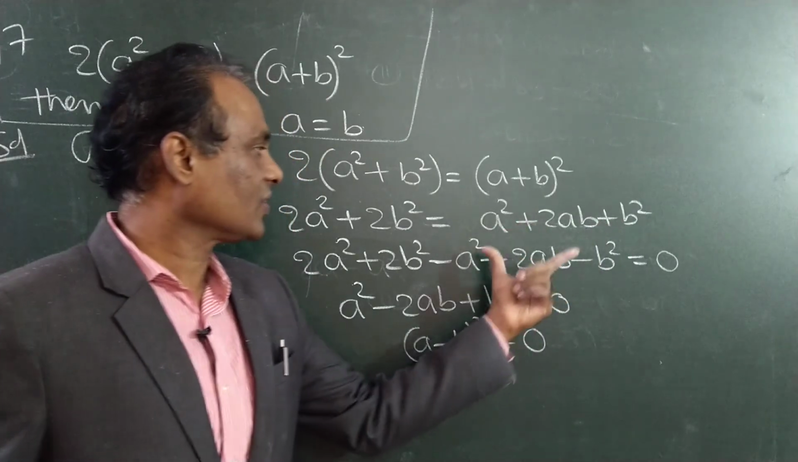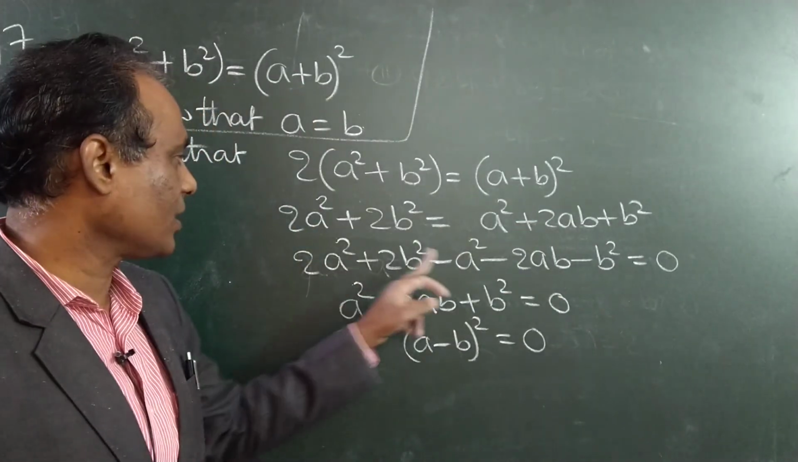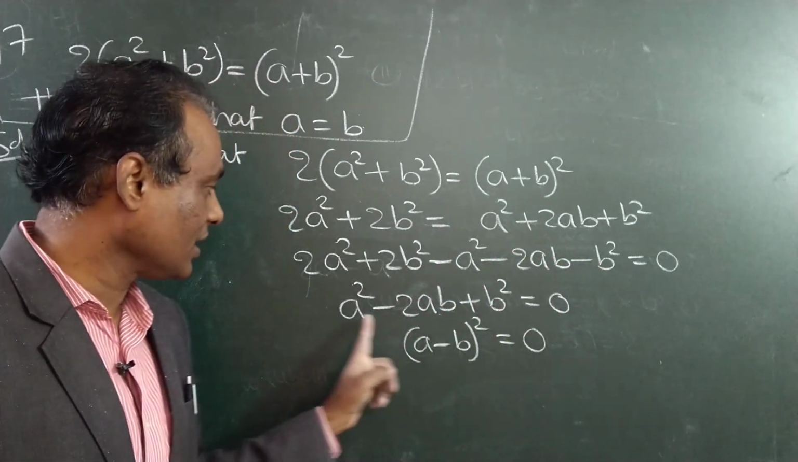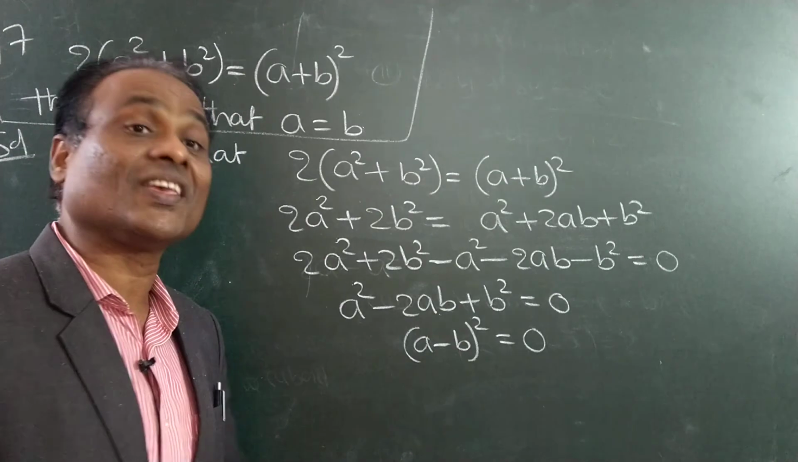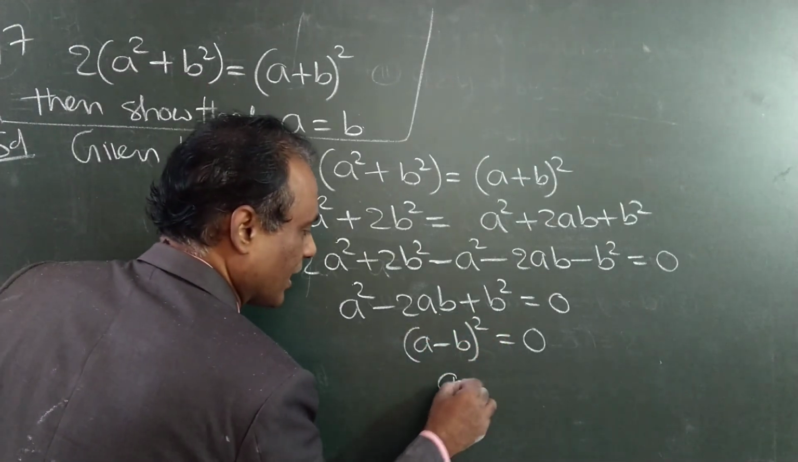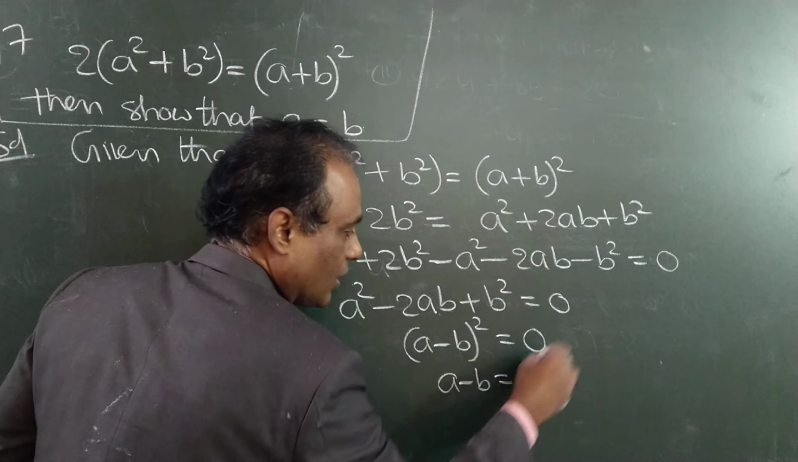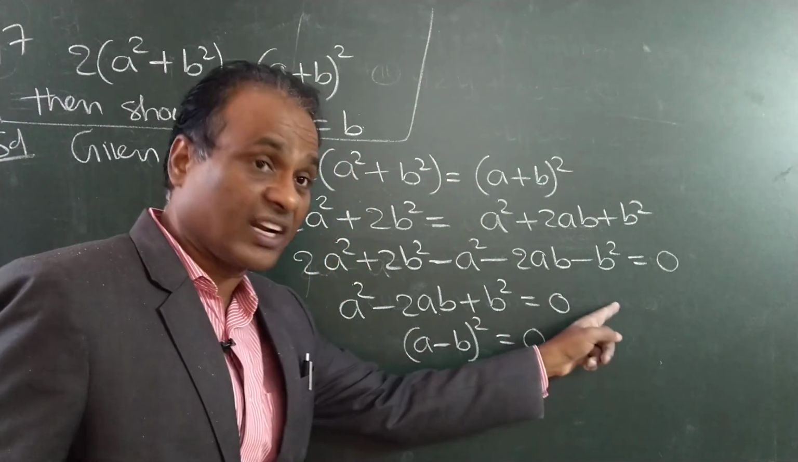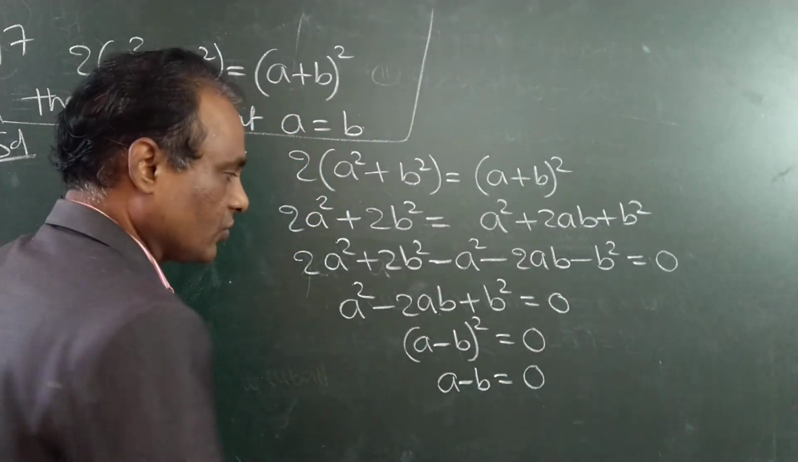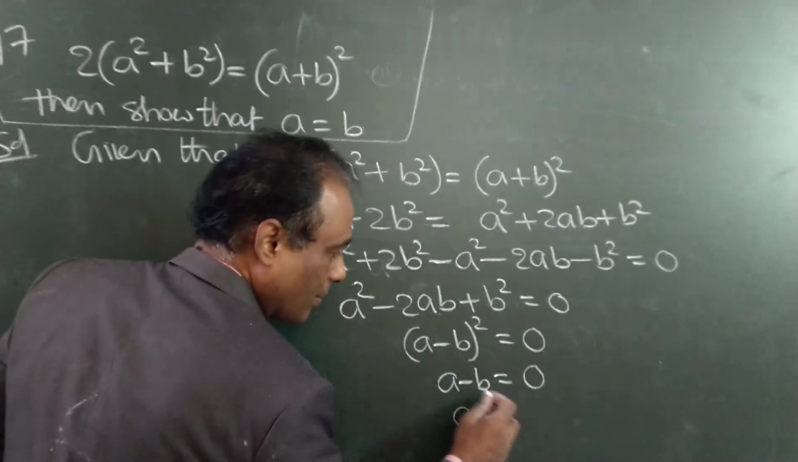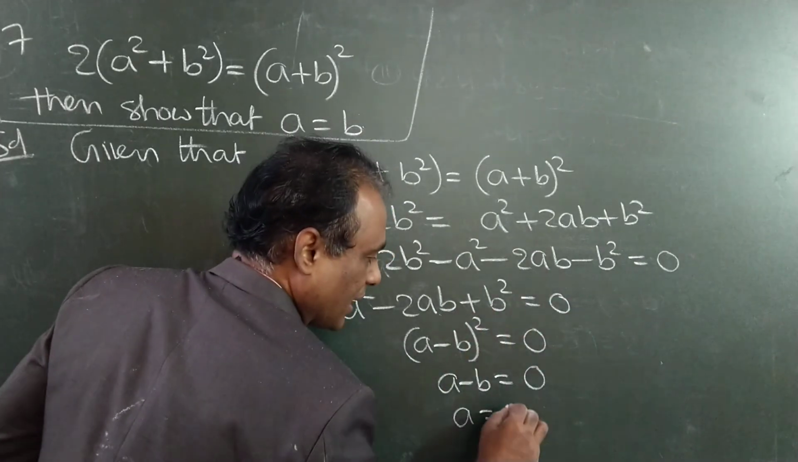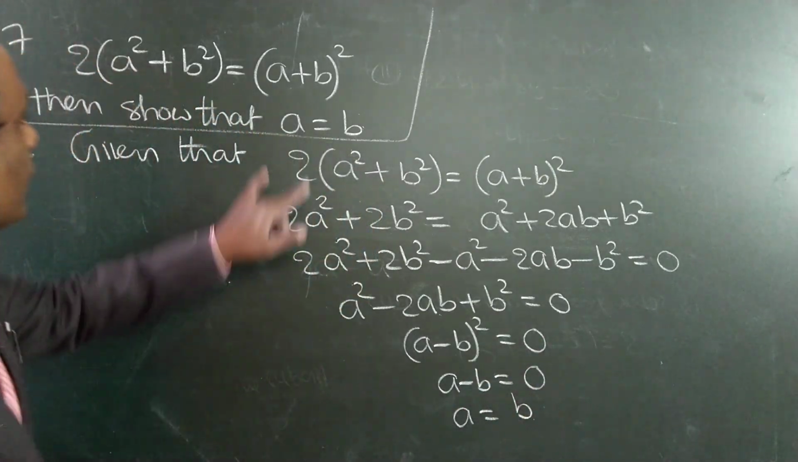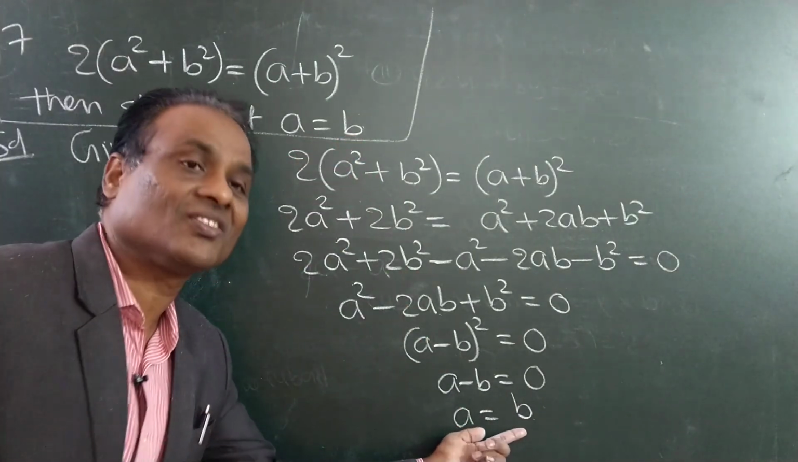See, if all are taken to the left side, the right side is 0. a square minus 2ab plus b square is a minus b whole square. If you remove the square, the right side gets a root, and root 0 is 0 only. So a minus b is equal to 0. Take minus b to the right side, it becomes plus b. 0 plus b is b only. So we got a is equal to b. Proved.